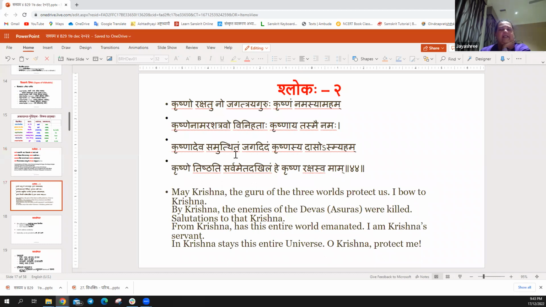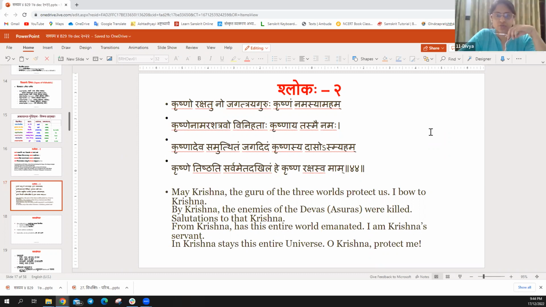We have the same in Krishna as well. When Rama is there, why not Krishna? So Divyamode, do you want to just read? Sure. Krishno rakshatu no jagat traya guruhu Krishnam namasyamaham Krishnena mara shatravo vinihataha Krishnaya tasmai namaha Krishnadeva samudhitam jagadidam Krishnasya dasosmyaham Krishne tishtati sarvametat akhilam He Krishna rakshasva mam. Can you please read the meaning too?